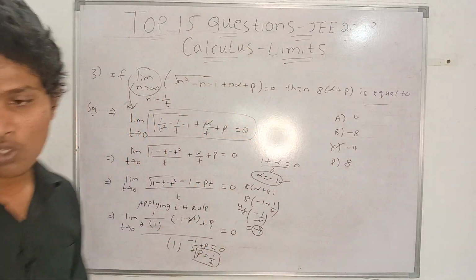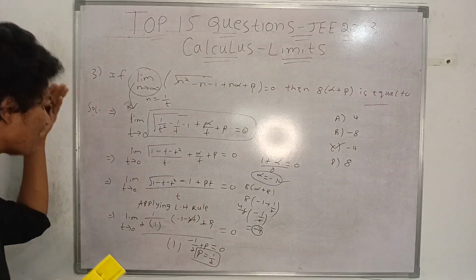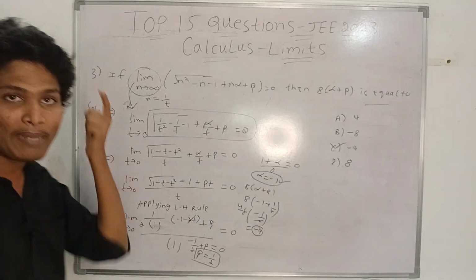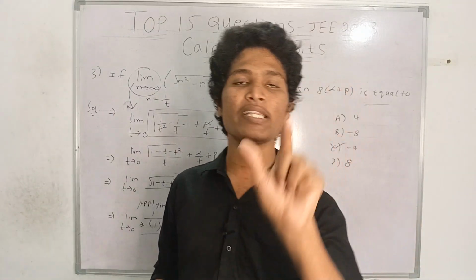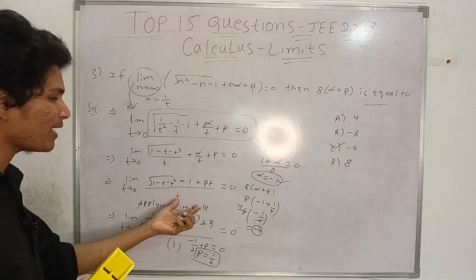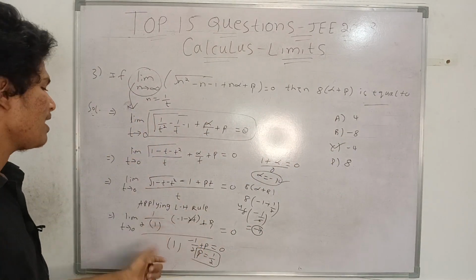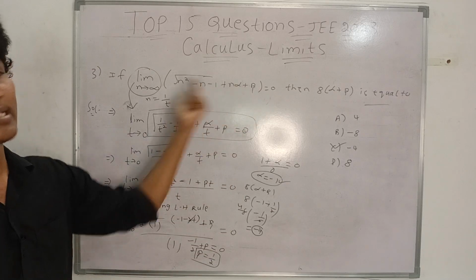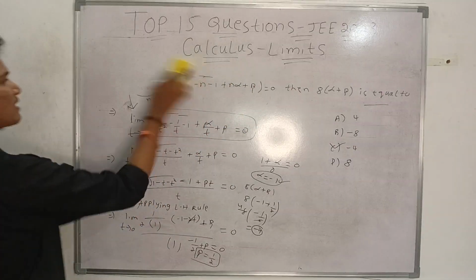So like this you have to solve. You have to find alpha and beta by evaluating the limit in such a way that the limit should exist, and after the limit exists, we can evaluate the complete limit by using L'Hopital rule and equate it to 0, because they are saying that this limit is equal to 0. So the third question is completed.